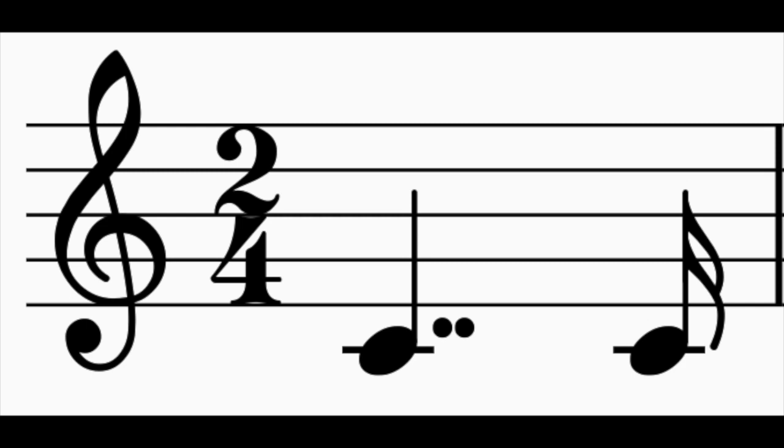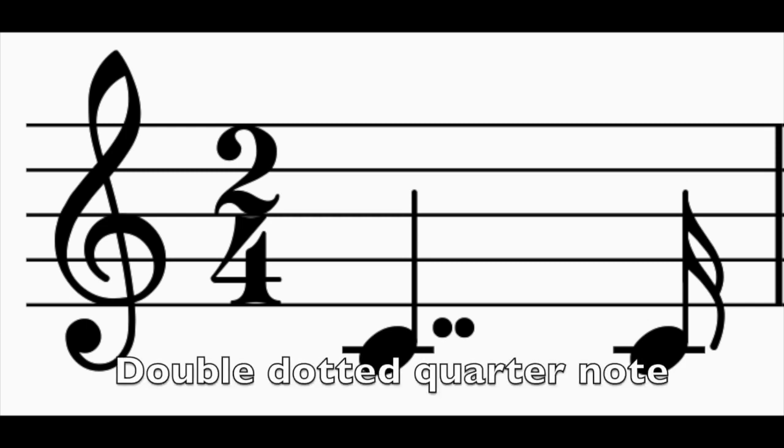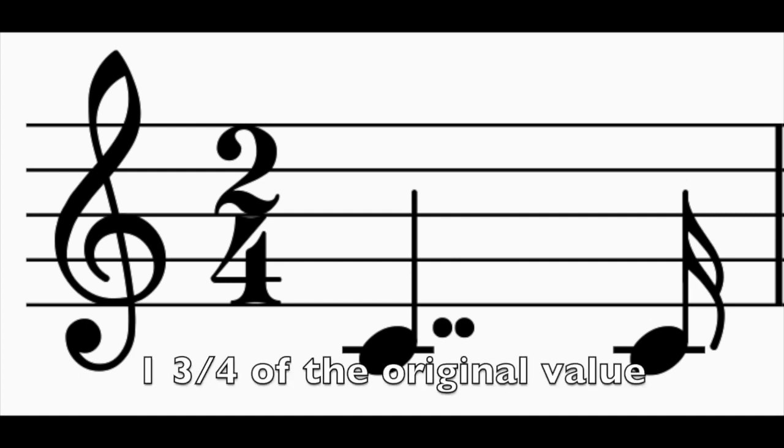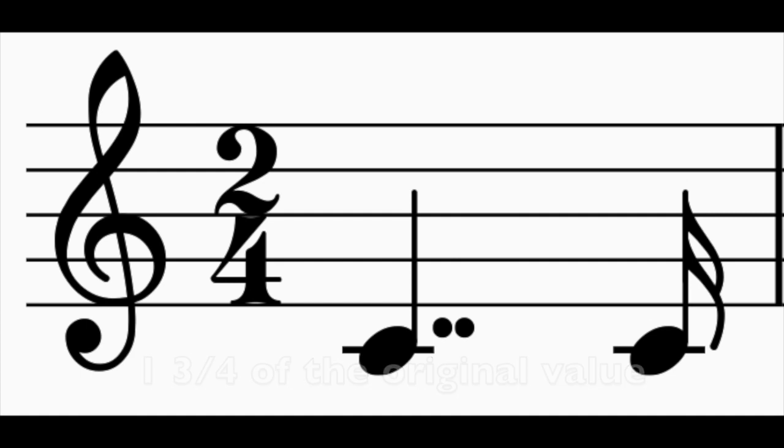Let's talk about double dotted rhythms. Notice this first note here is a quarter note with two dots after it. Whenever we have two dots after a note, the note is 1 3/4 of the original value. So this double dotted quarter note would get 1 3/4 of a beat. The 16th note would complete this measure of 2/4.